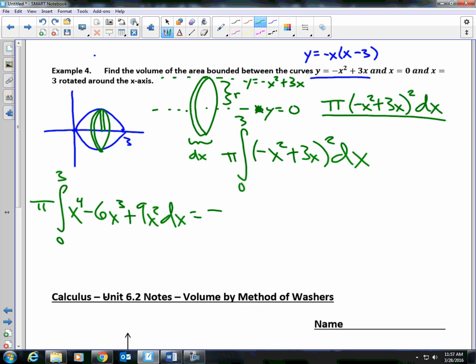Antiderivative: x to the fifth over 5, minus 6x to the fourth over 4, or 3x to the fourth over 2. And this would be 3x cubed. We're going to evaluate that at 0 and 3.